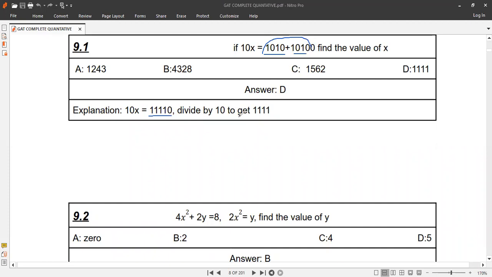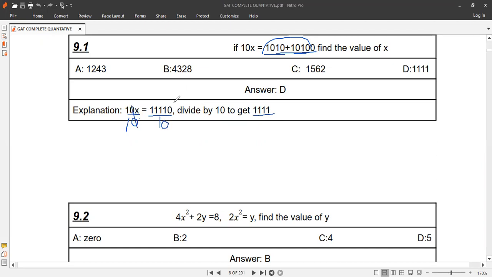As you know, when you divide by 10, we only remove the 0. So the answer will be 1111. So the first step, simply we add these two numbers. Then we divide both sides by 10 to isolate x, to have x alone. So we divide both sides by 10.